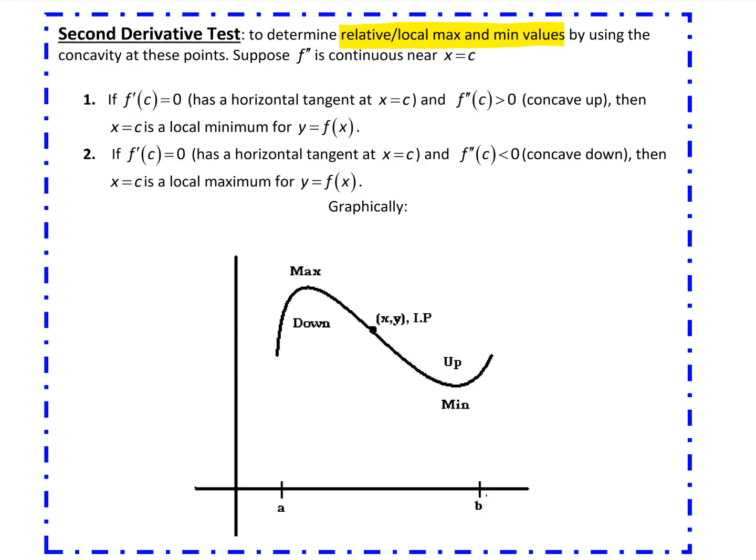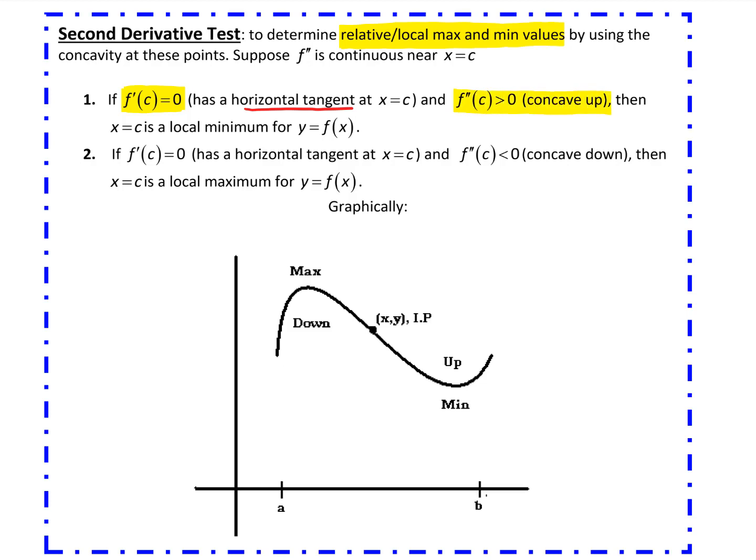First it says that we have to have a continuous second derivative near a point. Then if at that point we know that we have a horizontal tangent line, meaning that the derivative at that point, the first derivative at that point, is equal to 0. So we know we have a horizontal tangent line, and we know that the second derivative is greater than 0. We are concave up.